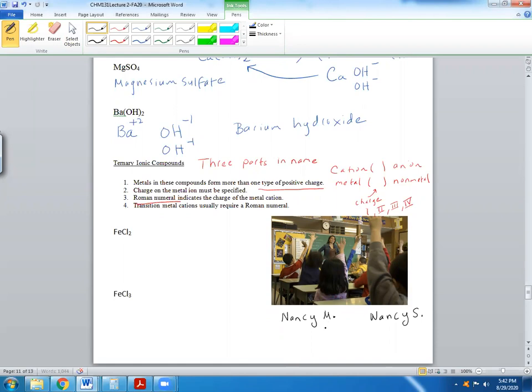Notice that's what happens with transition metals: they have different charges. Iron, for example, can be +2 and iron can be +3. So we have to call this one iron, open parentheses, Roman numeral 2. And the second one is iron, open parentheses, Roman numeral 3. You can see the analogy between these two, and that is why we use this system.